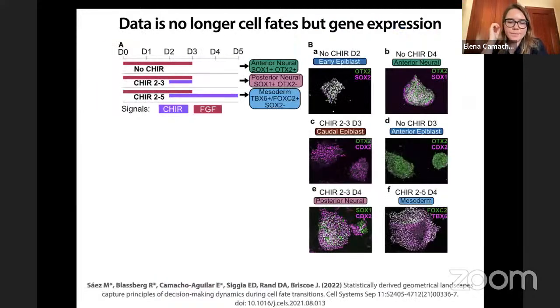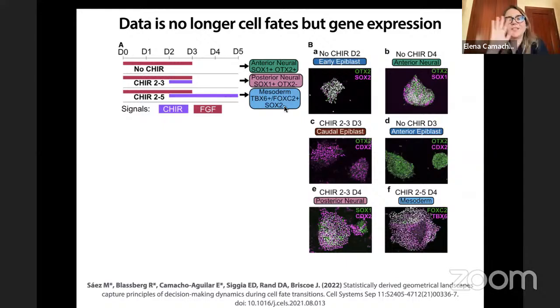So Robert and James perform these experiments where they play with Wnt signaling through a chemical called CHIR or Chiron, and also FGF signal. In their protocol, they would put FGF from day 0 to day 3 to obtain epiblast cells, which then, if they don't receive any signal, would become anterior neural, as marked by SOX1 and OTX2 expression.